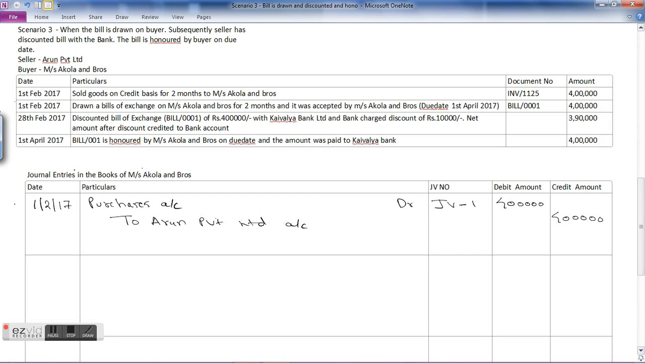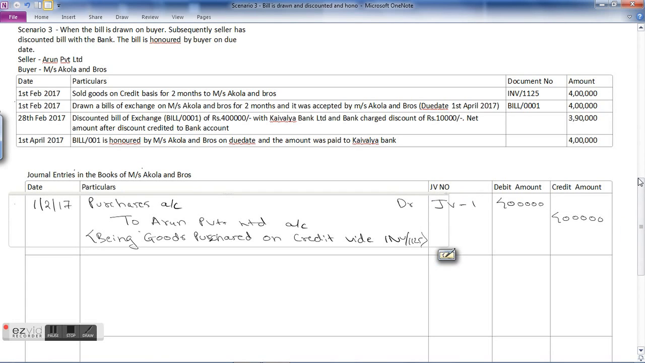So the entry being goods purchased on credit vide invoice number 1125. So this is the first journal entry. Now the second is on 1st Feb.